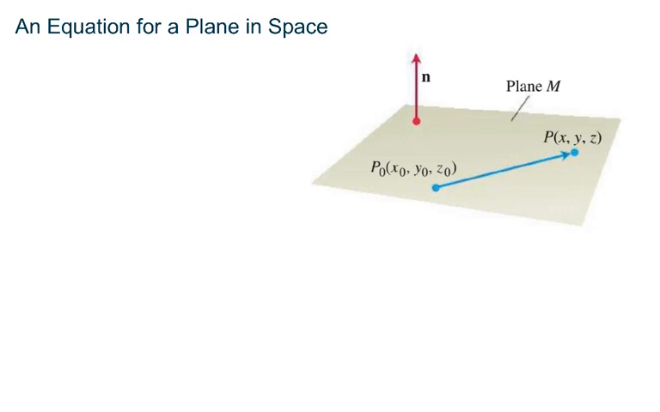So as you can see here, I have a plane in space, plane M. We contain a vector from P0 to P, and N, this normal vector, that's going to be the vector perpendicular to it. So I'm going to use N, or its perpendicular vector, to help me define the tilt.